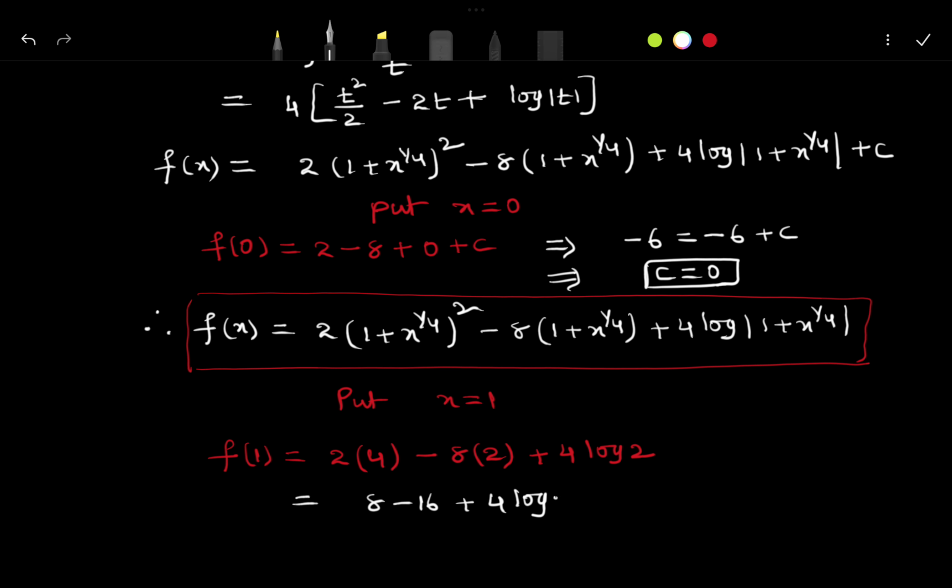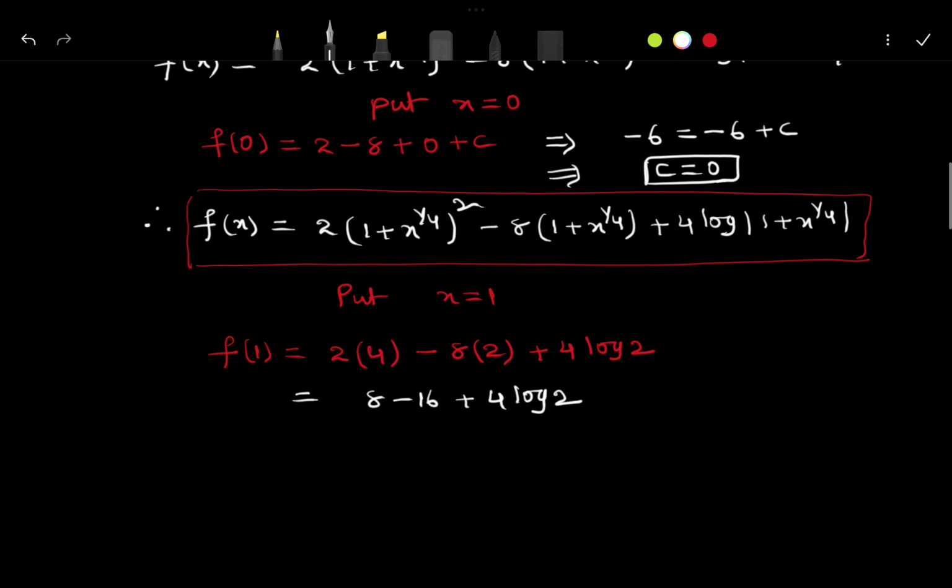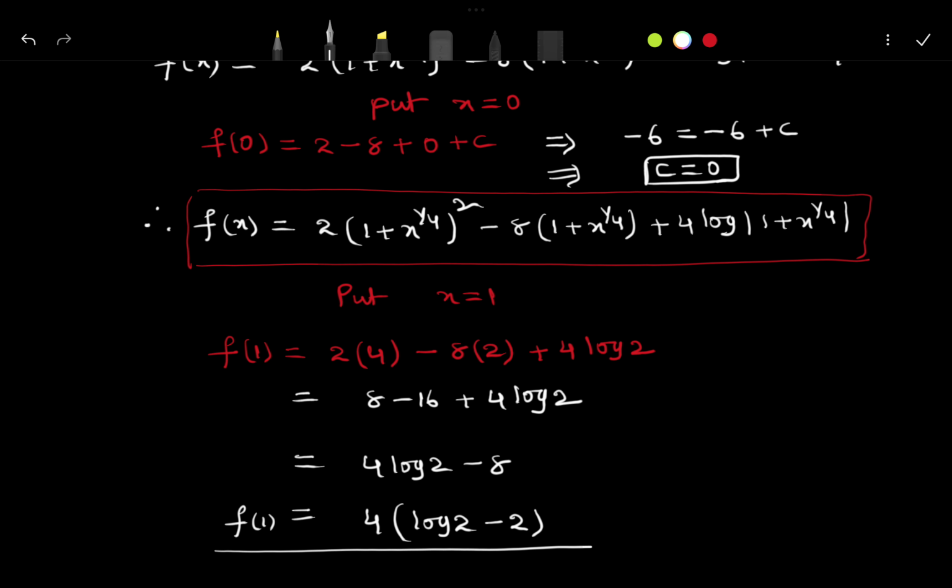So finally this value will be 4 log 2 minus 8. Now you take 4 as a common factor: 4 into (log 2 minus 2). So f of 1 is equal to 4 into (log 2 minus 2).